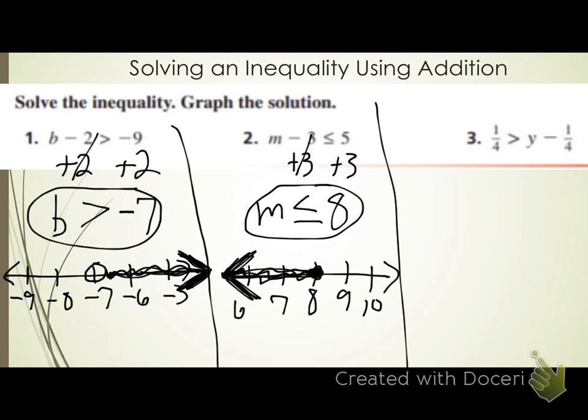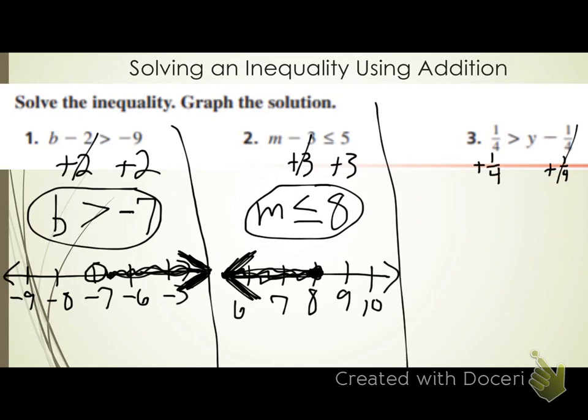Number 3. 1/4 is greater than y minus 1/4. How would I get y by itself in this case? Yeah. 1/4 is being subtracted from y. So I've got to add 1/4 to cancel it out.